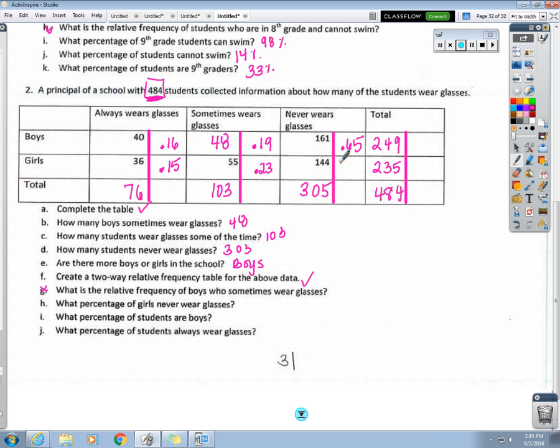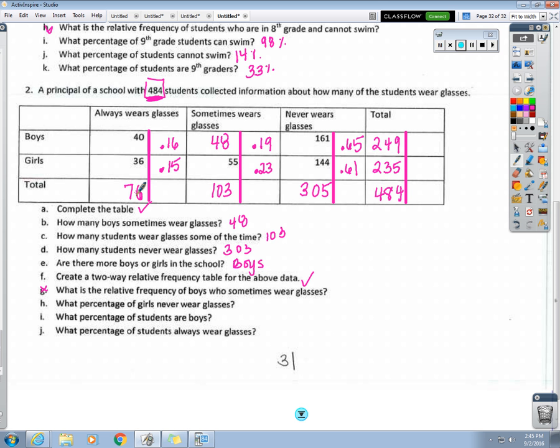And then how do you figure out how many girls never wear glasses? Which is? Right, and then you'll need to check that those three add up to 1 for 100% of the girls' data. Now, when you get to your totals, like your row total and your column total, all of those have to be divided by what? Right, the overall total, 484.